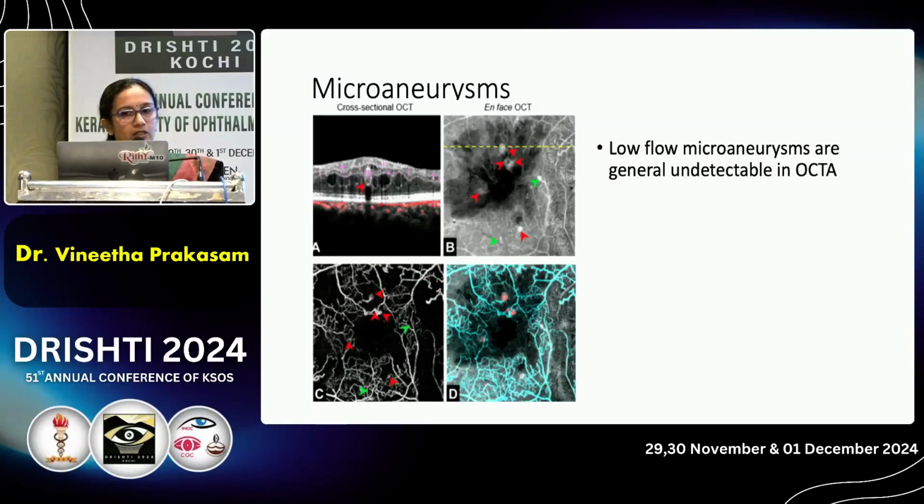Now, microaneurysms, generally low flow microaneurysms, are not detectable on OCTA because it is based on the flow of blood in the blood vessels.